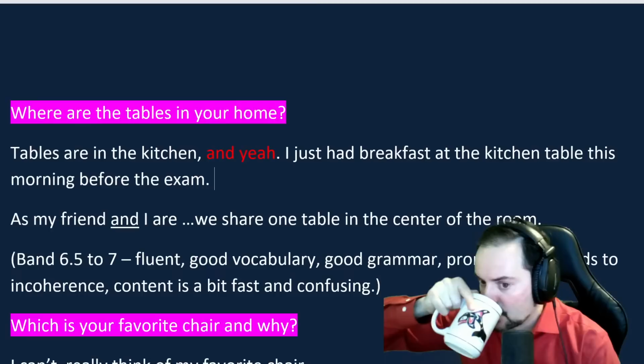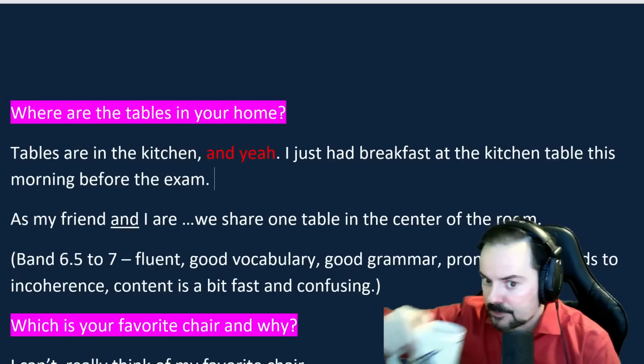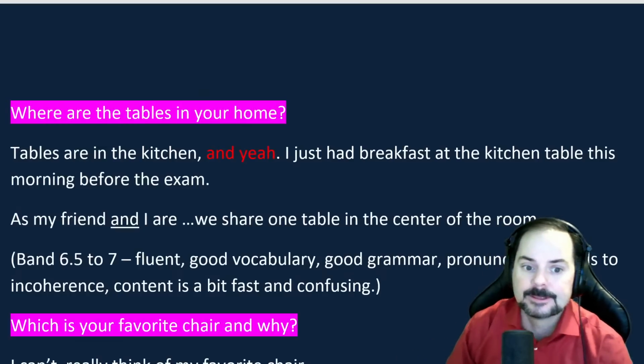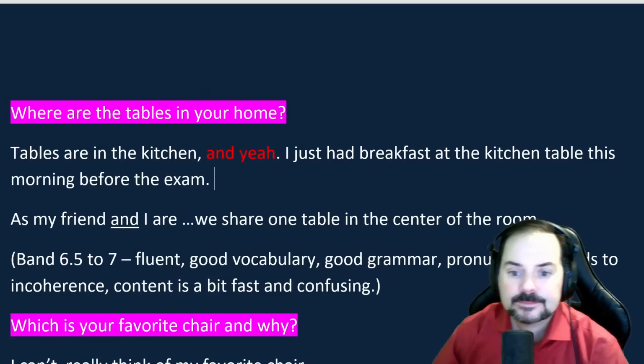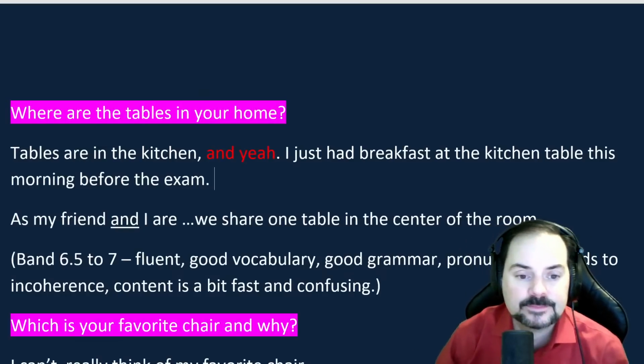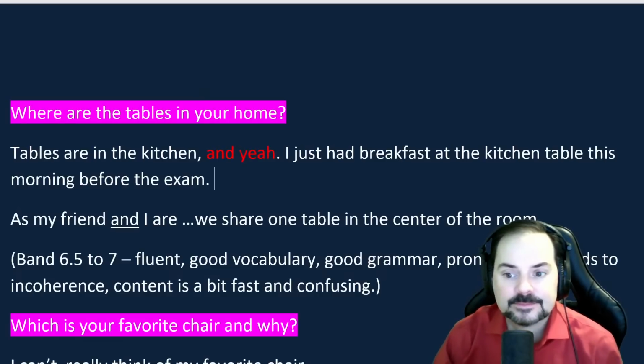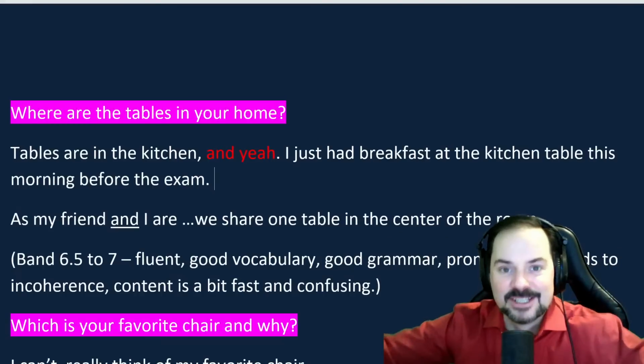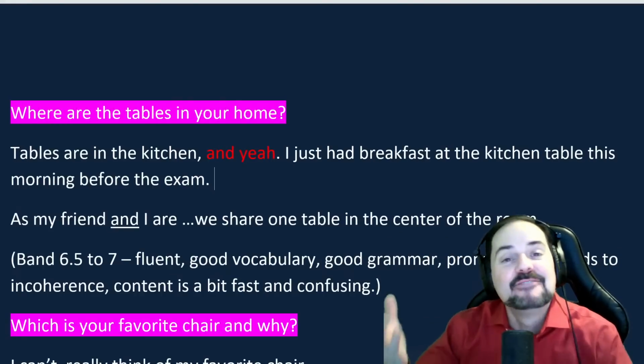Tables are in the kitchen, and I just had breakfast at the kitchen table this morning before the exam, and there are actually like 4 tables in my kitchen, and each one of them is for my family members and my father. Stop. Okay, so you don't want to go too crazy. But find the balance, right?